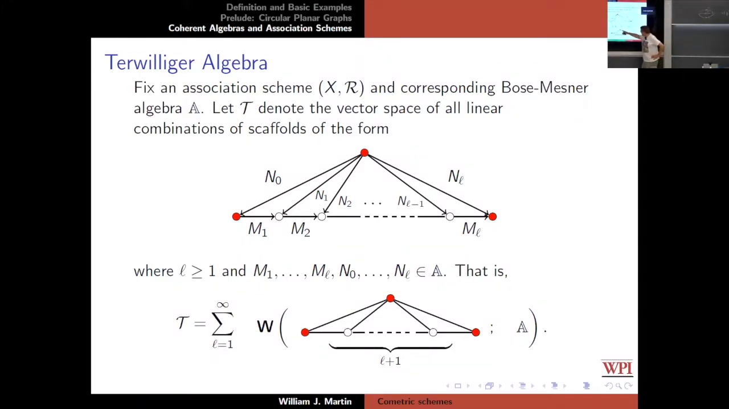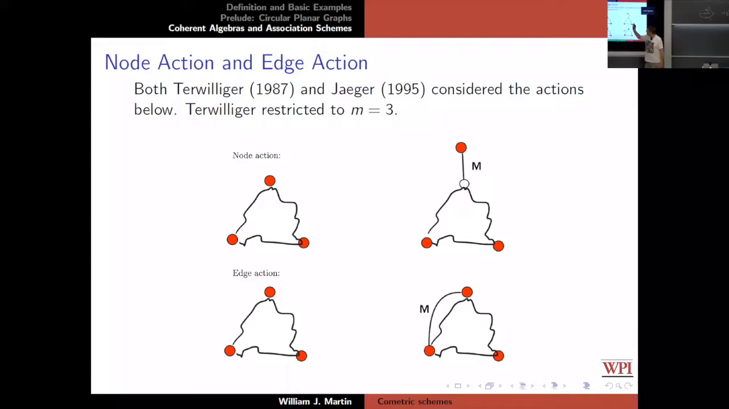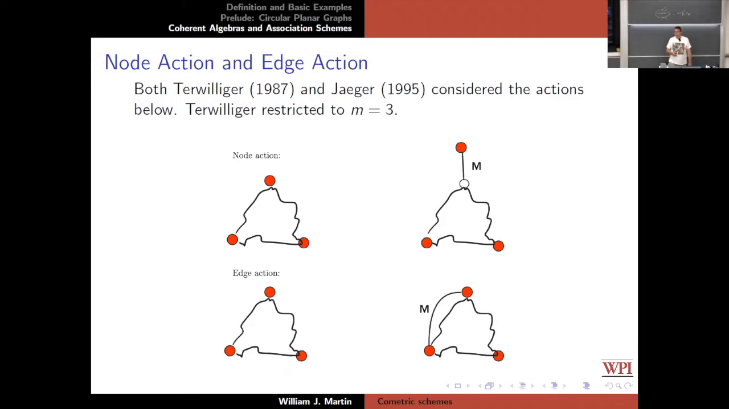If you fix this base point right here to be a single node, then this looks more like the matrix algebra. And I think that Paul realized that we have a lot more matrix theory available to us than we do theory of algebras of third-order tensors, and there's a lot you can do just by fixing a base point. This node action and edge action show up in both the Terwilliger paper and in Francois Jaeger's paper. And so in the node action, we multiply a particular tensor component by a matrix M, and that does this to the diagram.